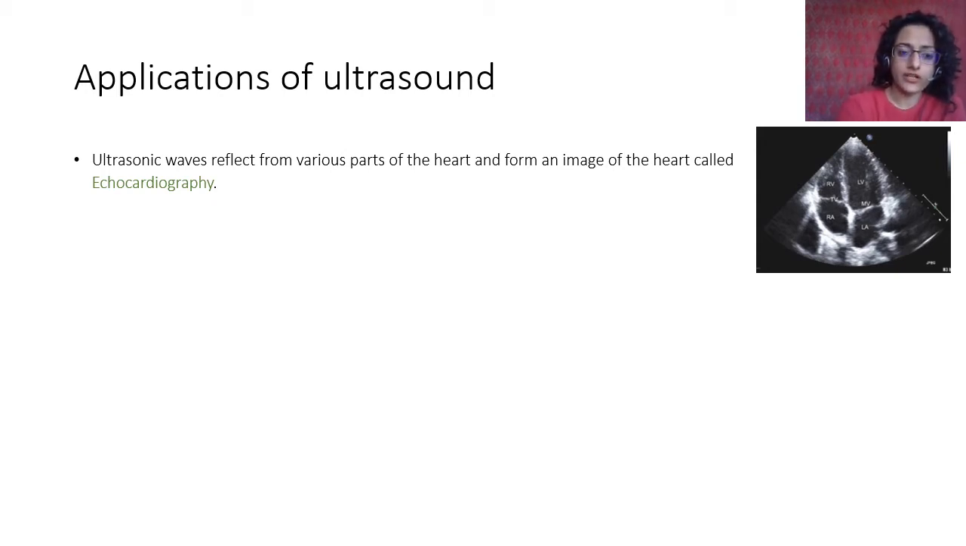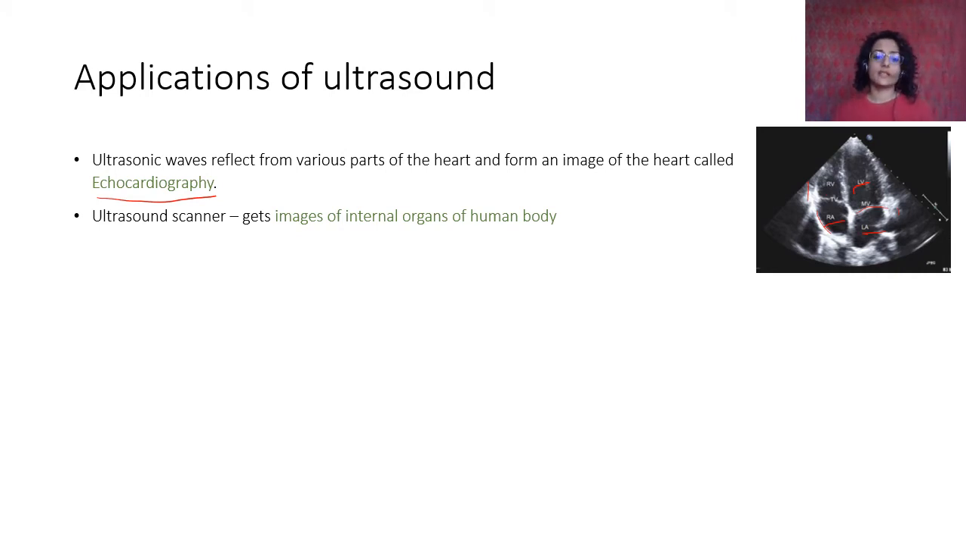So ultrasonic waves reflect from various parts of the heart, for example, and form an image of the heart called echocardiography. This can be used to see the structure of the heart, to see if all of these are intact. ये सब है या नहीं है, because you have the right ventricle, right auricle, left ventricle, left auricle, right? So you can see all of these chambers and the structure of the heart, and you can see if there's some sort of abnormality or differences in structure. There is always a standard, कि ऐसा standard होता है, इससे कुछ deviation हो, then there is a problem, right? So that is called echocardiography. Then there is an ultrasound scanner which can get images of the internal organs of the human body.